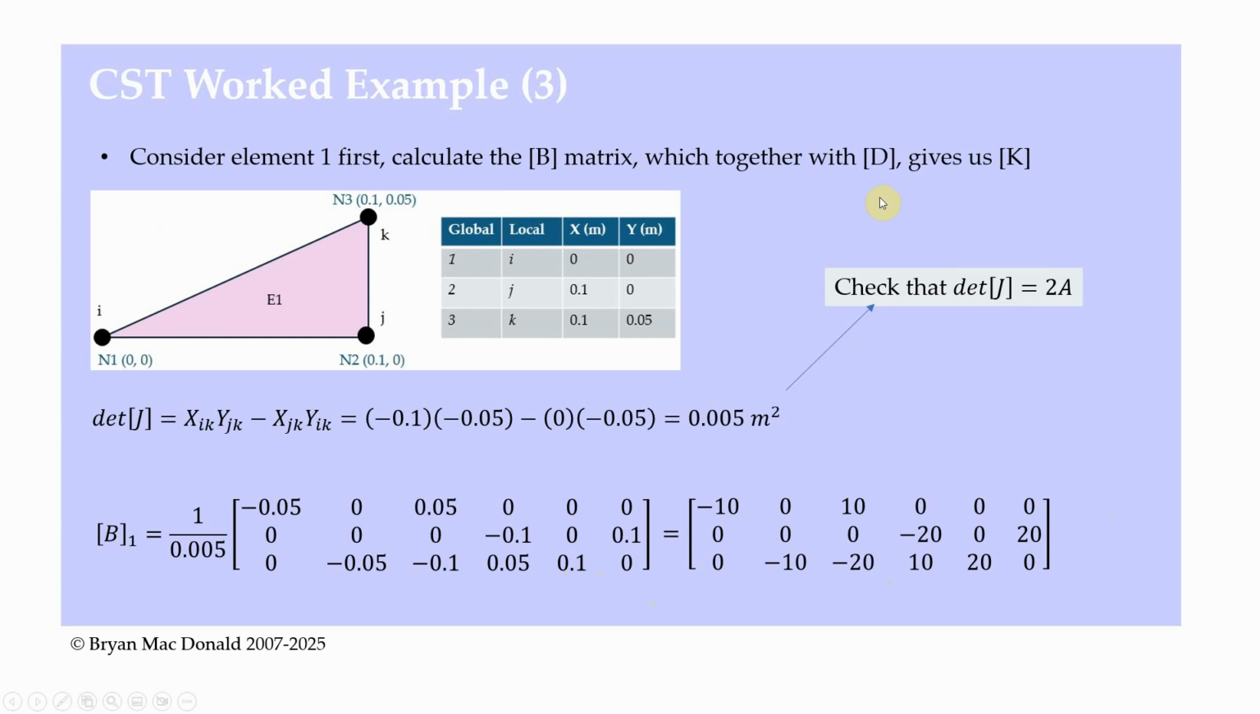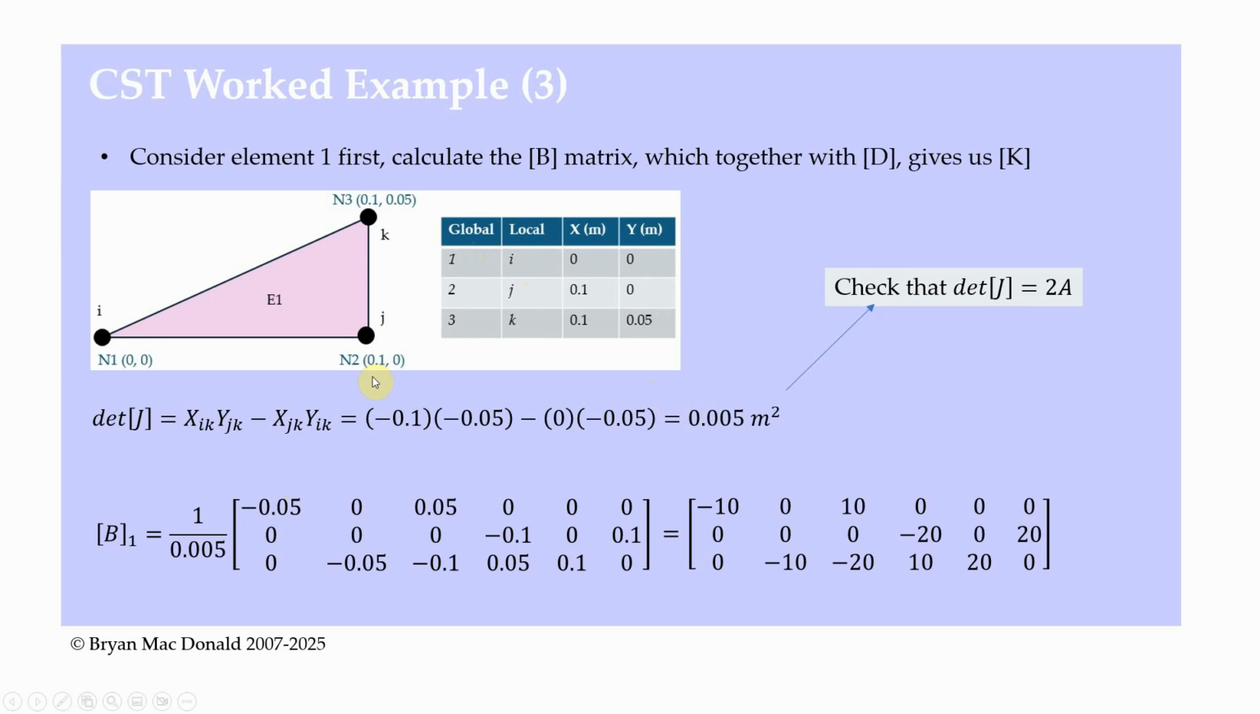Okay, so here is our first element. So we've got node 1, node 2, and node 3, and I've chosen to give them the local node numbering I, J, and K. So their global node number is 1, 2, 3, local is I, J, and K, and here's the coordinates of each of those nodes as well. So that gives me my xi, yi, xj, yj, xk, yk. So this makes it really easy then when I have to work out things.